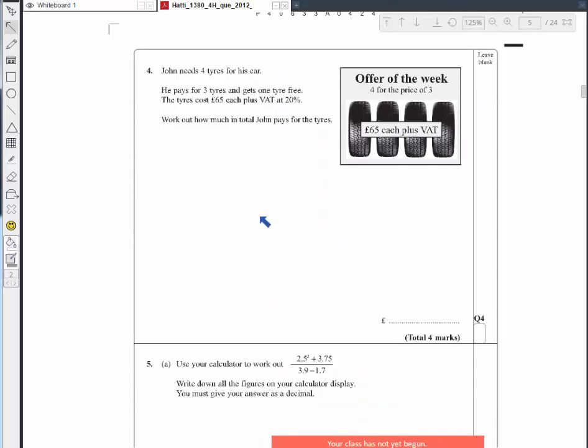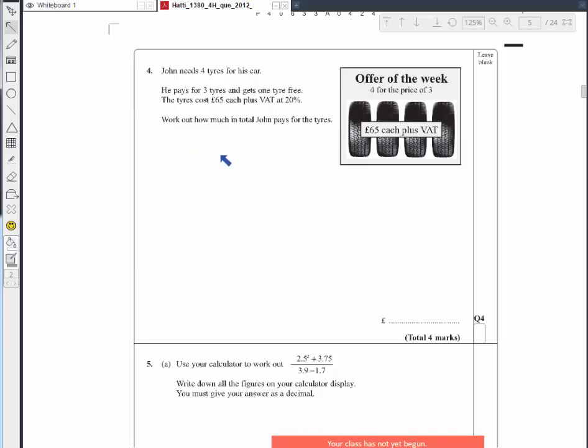Now, bearing in mind that this is a calculator paper, I will be teaching you a certain way because of course you've got the use of your calculator. If this had been a non-calculator paper, I would be looking for a different technique to work out percentages, and we may come back to that and have a look at that if we find some suitable questions on the non-calculator paper. But this is a calculator paper, so let's have a look at how we're going to work this out.